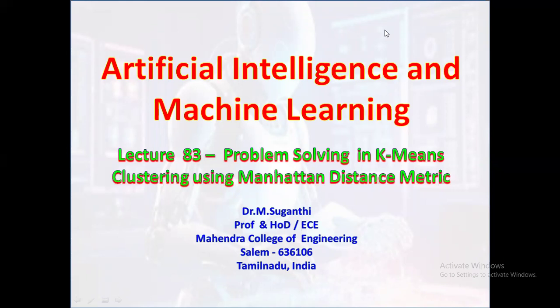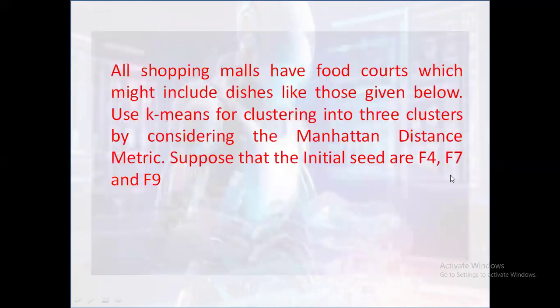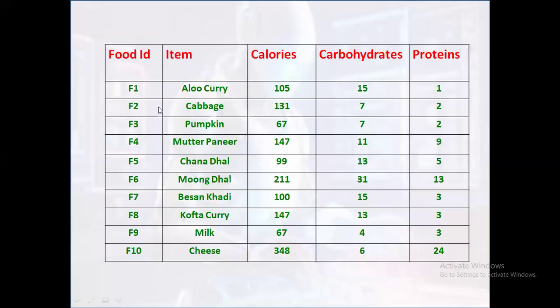In this lecture, we'll solve one problem by using the k-means clustering algorithm with the Manhattan distance metric. First, we'll see the example problem question. The question is: all shopping malls have food courts which might include dishes like those given below. Use k-means for clustering into three clusters by considering the Manhattan distance metric. Suppose that the initial seeds are given as F4, F7 and F9.